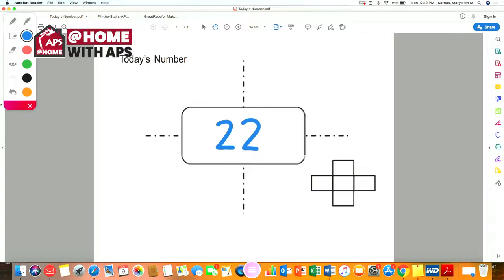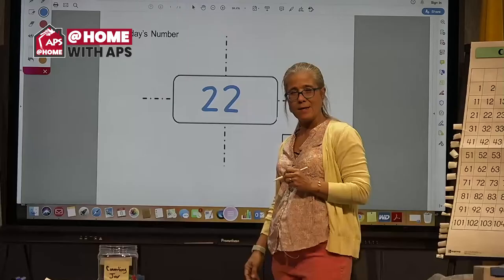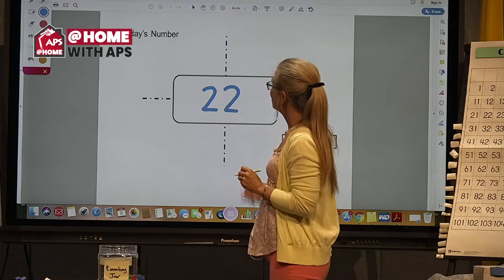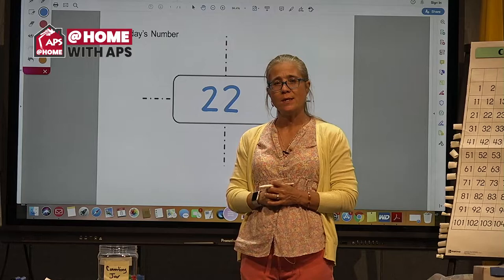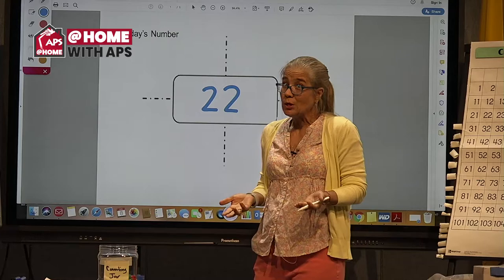It's an interesting number because the digits are the same. Did you notice that? Isn't that interesting? A 2 and a 2 to make 22. And what we're going to do is show different ways on here that we could represent 22. Can you think of any ways that we might be able to do that? I could write the word 22, right? 20.